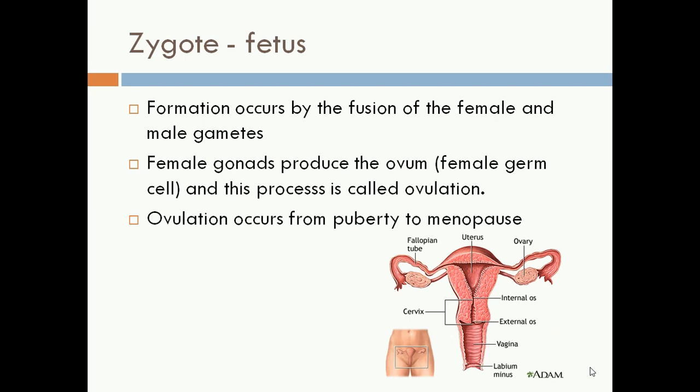So the female gametes produce the ovum, that is from the ovaries, and the process by which the ovum is formed is called ovulation. The ovulation occurs from puberty to menopause. So in females, the ovulation is continuous and it occurs from puberty to menopause. How is this ovum actually produced?